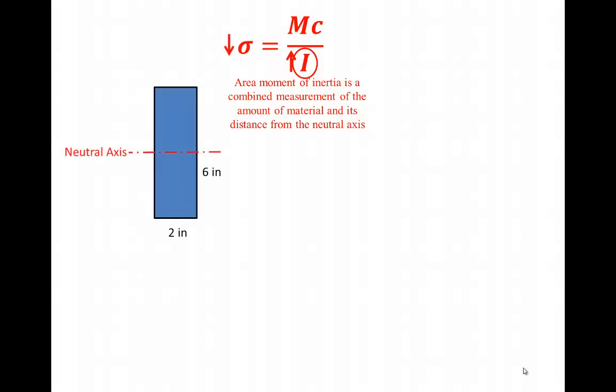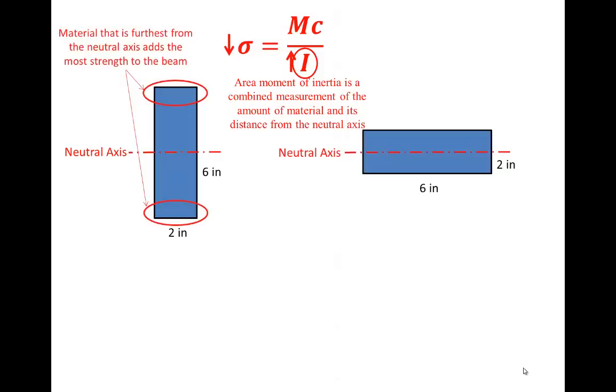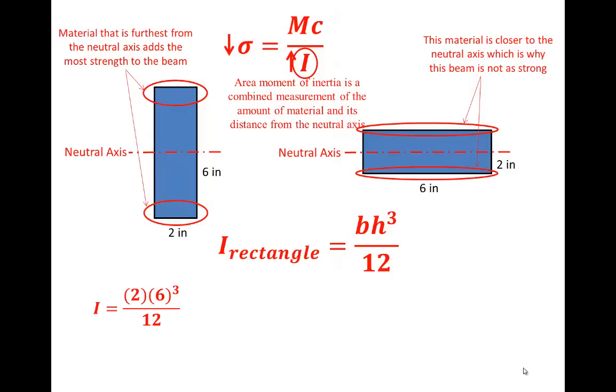Let's compare the beam oriented like this with the beam oriented like this. Material that is furthest from the neutral axis adds the most strength to the beam. This material is closer to the neutral axis, which is why this beam is not as strong. Notice how we calculate I for a rectangle: bh cubed over 12. The height of the beam is cubed, showing that taller beams will have much higher moments of inertia. For instance, I for the tall beam would cube the 6-inch height, resulting in a moment of inertia of 36 inches to the fourth.